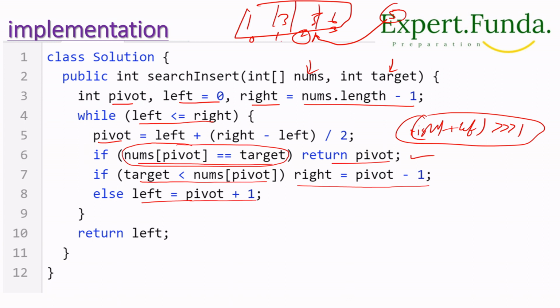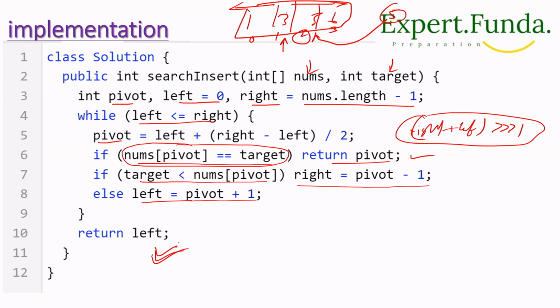If 3 is the pivot and the target is 3, we will get the target here and return. If the target is less, we will go to this side; if not, we will go to this side. And finally we will return our left, since we are updating its value, and that is our answer.